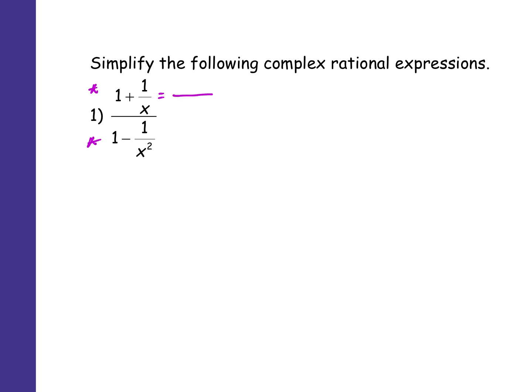My common denominator for the top is x. Okay, so this one needs an x because it's 1 over 1. So that should be x plus 1. And my common denominator in the denominator is x squared. That can get a little confusing, right? So it needs an x squared. So this one should be x squared minus 1.